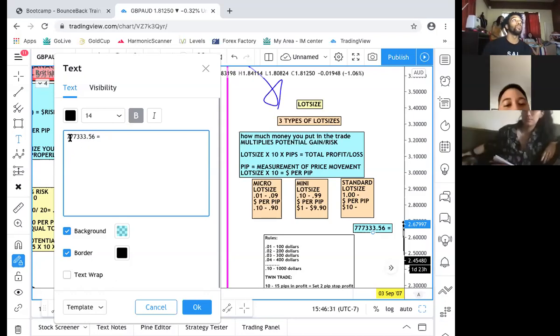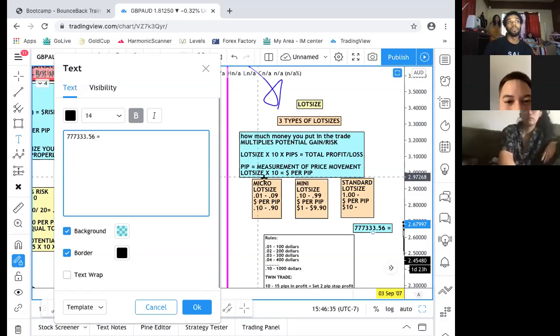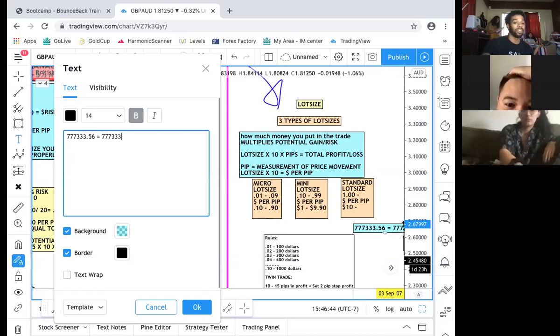Family, how much are we going to be making per pip if this is our lot size? Keep in mind our formula is just right here. Lot size times 10. 7,773,350. Dang, how'd you do that so good? He's a math major.